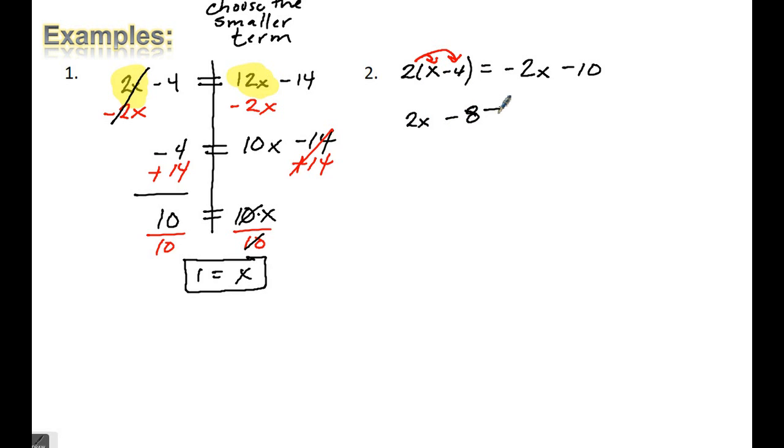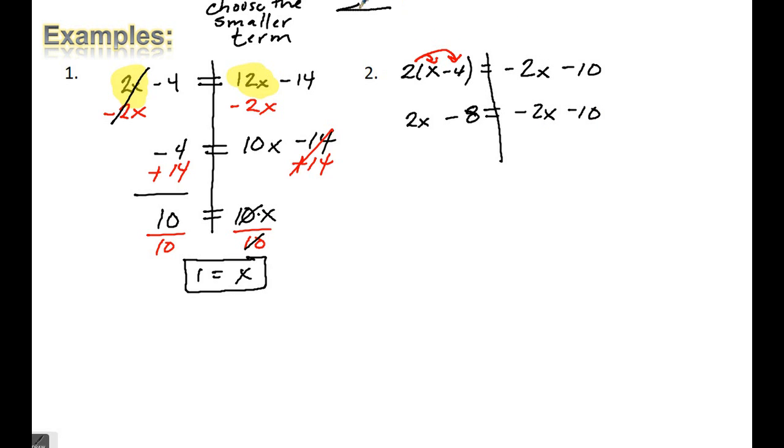And that is going to equal the negative 2x minus 10. Okay, so now we've got what we saw over here, like example number 1, and what we want to do is then, which one do we choose? Do we choose the 2x or the negative 2x?